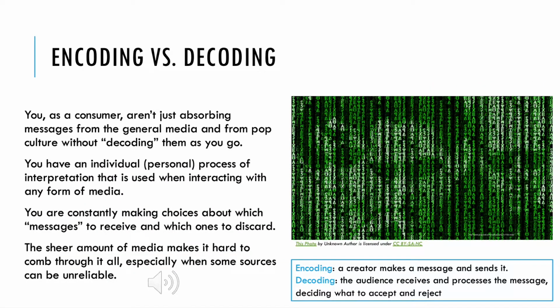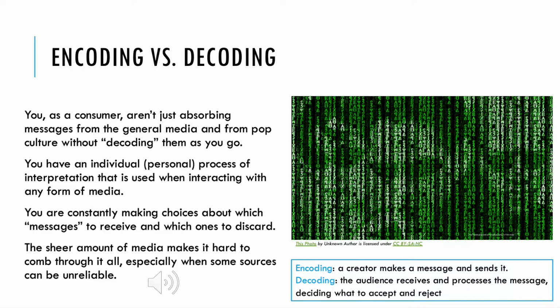First, I want us to think about a couple of terms that were introduced in the videos, encoding and decoding. You'll remember that in the video he described this through the use of a text message example where there was some confusion about where to go eat at a restaurant. So that's one form of encoding and decoding, and I want us to think about how that works with popular culture as well. So remember that you, as a consumer, aren't just absorbing messages from the general media and from popular culture without decoding them as you go.